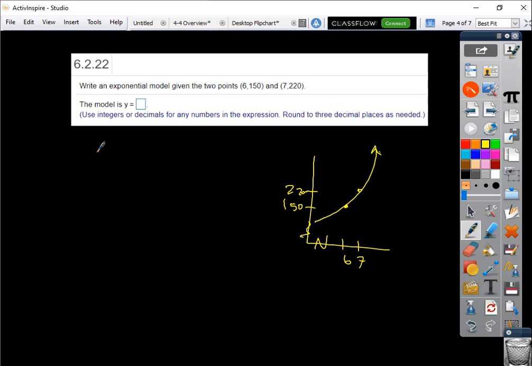So the general equation for that would be your starting number times your multiplier to the x. The most straightforward way to do this problem would be the fact that we go from 150 to 220, so 150 times some number ends up equaling the 220, and this number would be my multiplier. So if I do the 220 divided by the 150, I would know this b right here.